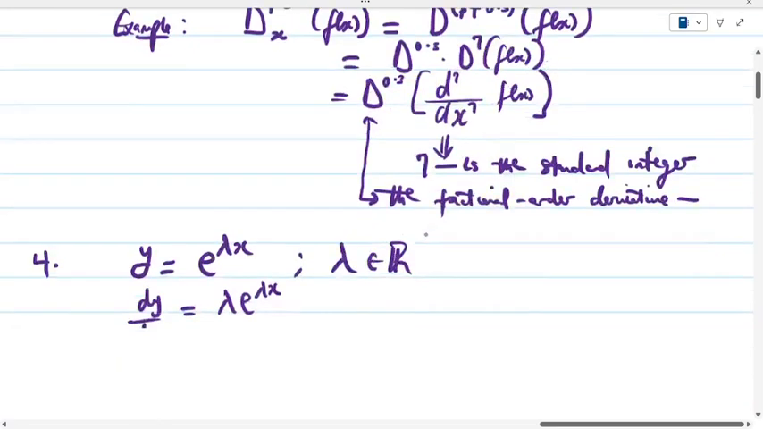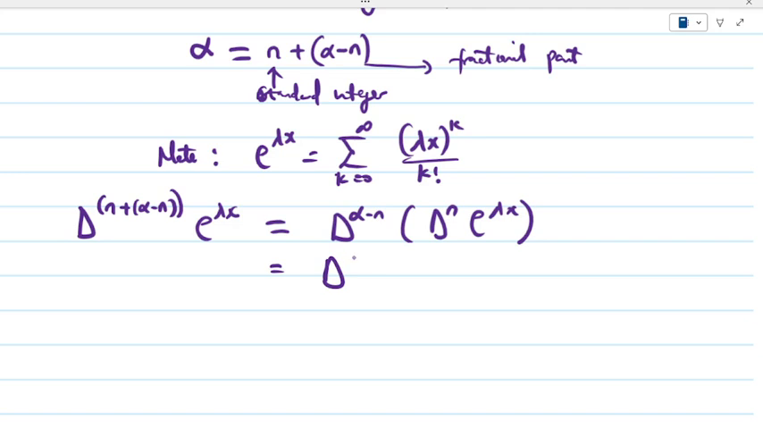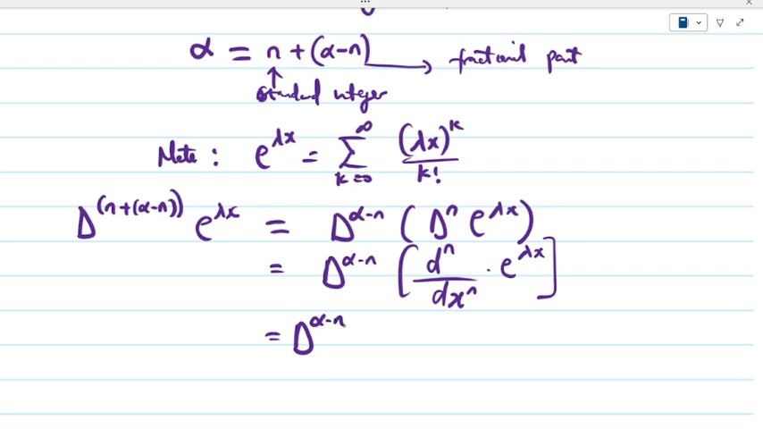According to this rule, we can have the fractional derivative of order alpha minus n of the exponential of lambda x. And we know that the nth derivative of the exponential, which is the normal standard derivative, gives lambda raised to power n times exponential lambda x.